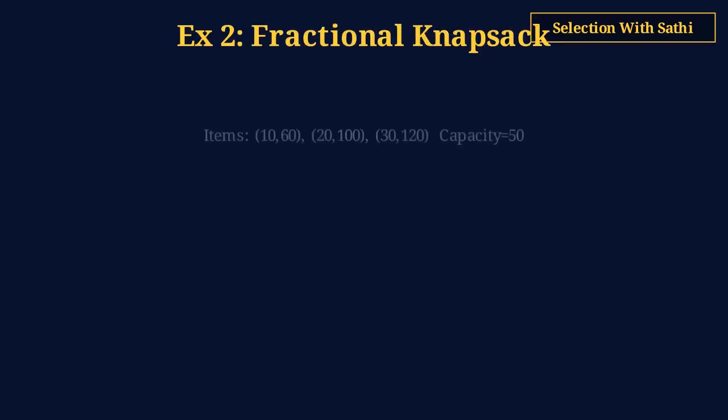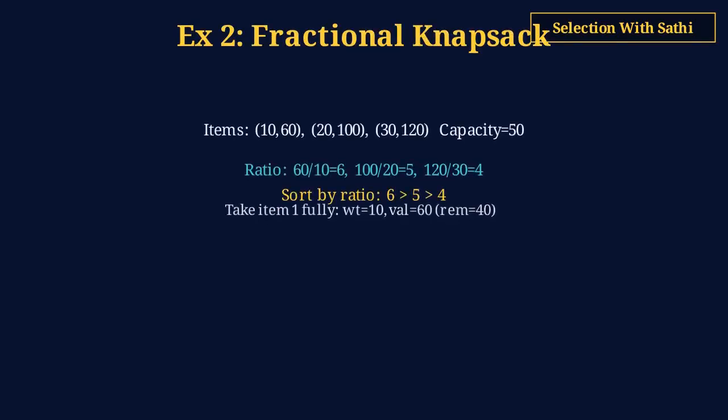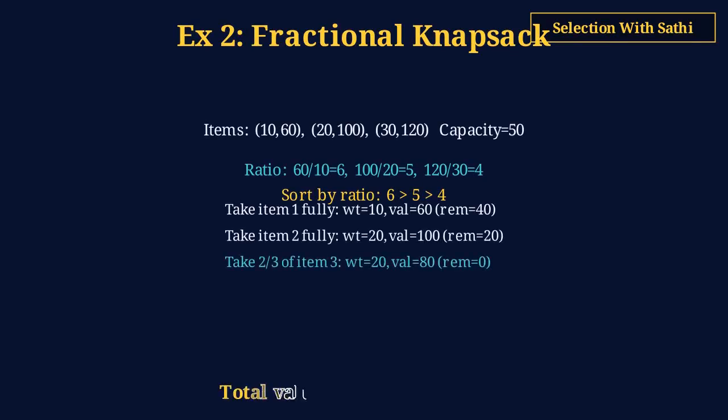Fractional knapsack. 3 items: weight 10 value 60, weight 20 value 100, weight 30 value 120. Capacity is 50. We can take fractions of items. Calculate value per unit weight: 6, 5, and 4 respectively. Sort by ratio in descending order: 6, 5, 4. Take item 1 fully, 10 kilograms, 60 value.